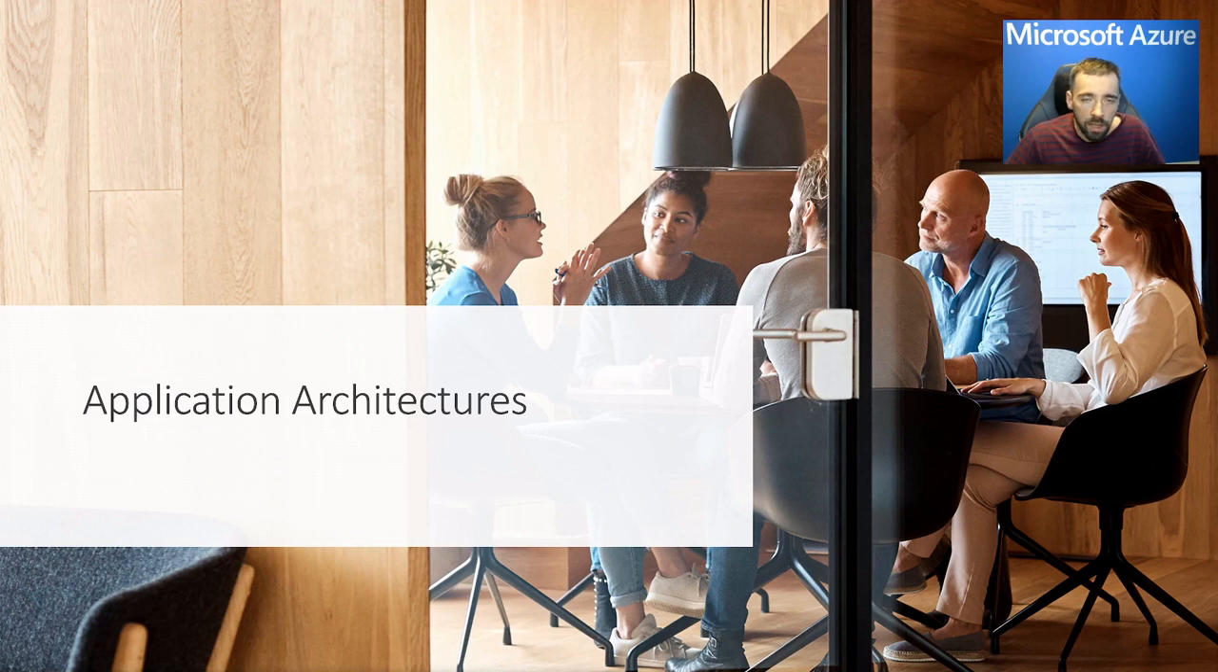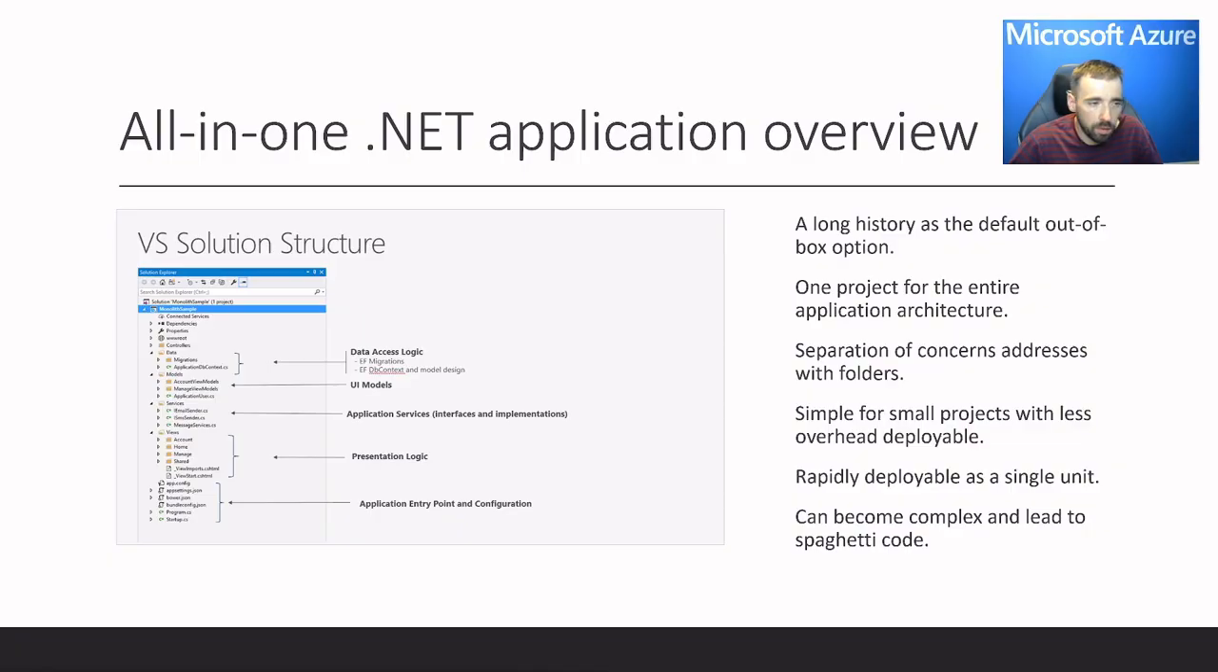So now let's dive into some of the architectures. The first one we've got is an all-in-one architecture, and this is the simplest. It's the default, and it's the easiest to set up and build and deploy. So you can see here we've got a single project. This is a screenshot from Visual Studio.